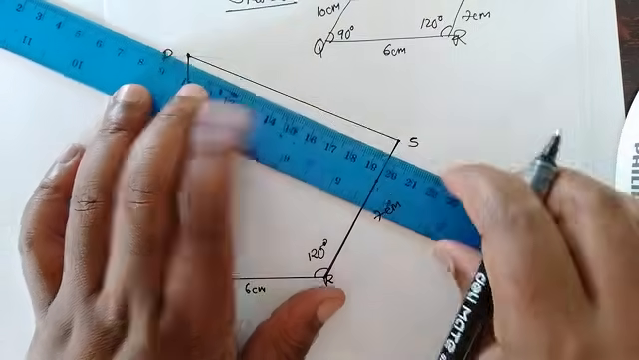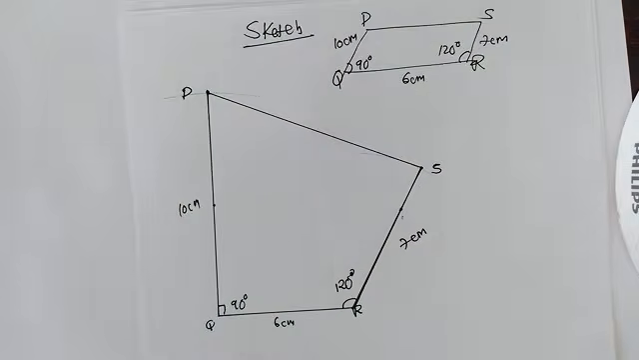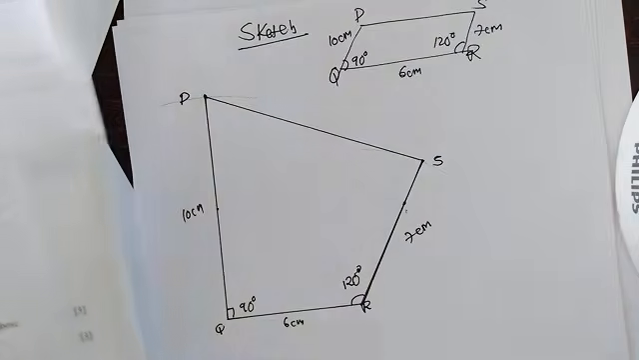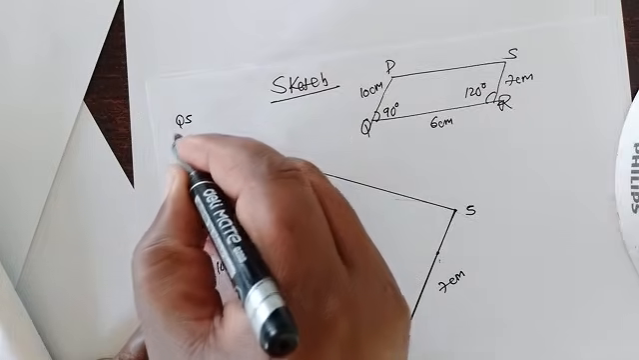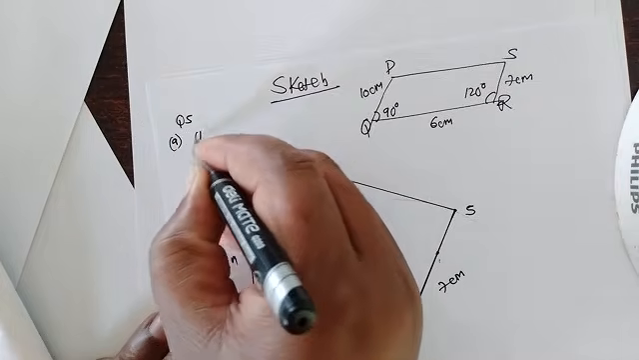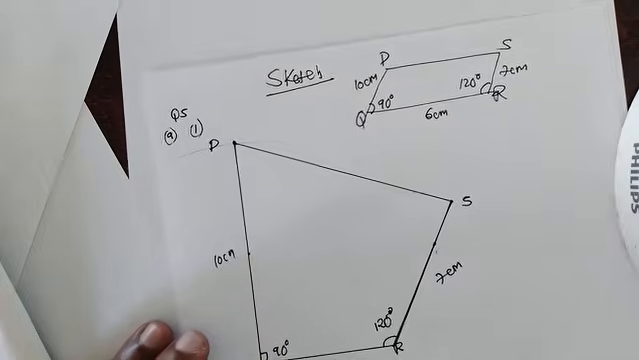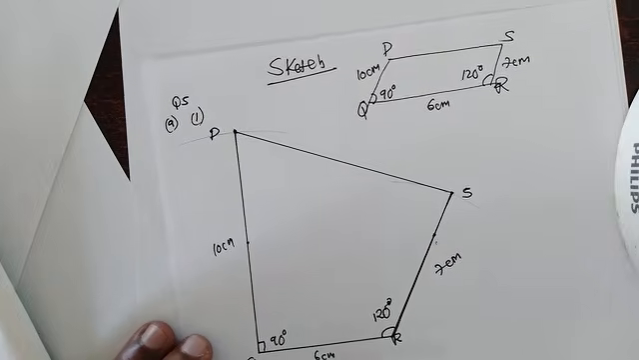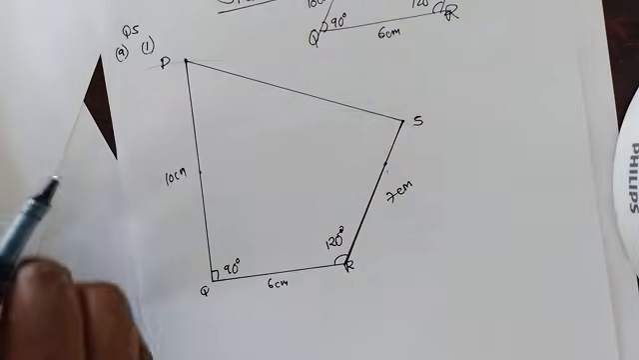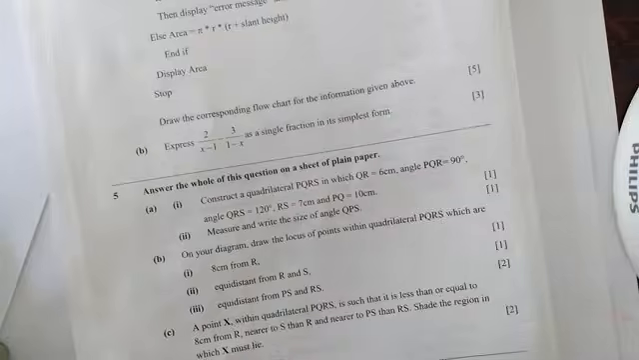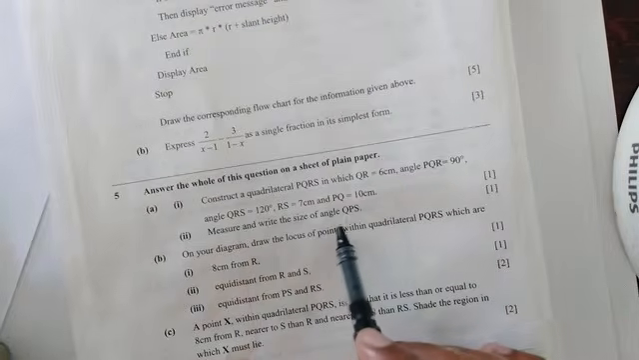Okay, so with that, it means this one has been answered. That is 5A. So this is question 5A1. All right. Then we can now look at the next question. Measure and write down the size of angle QPS.